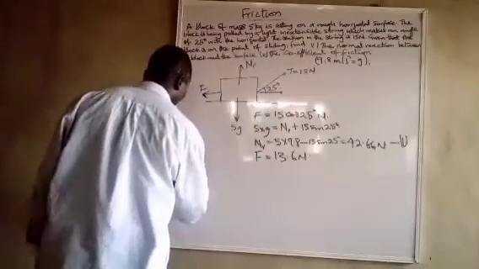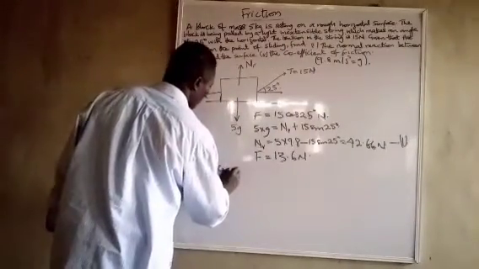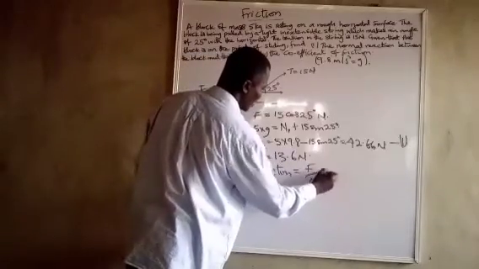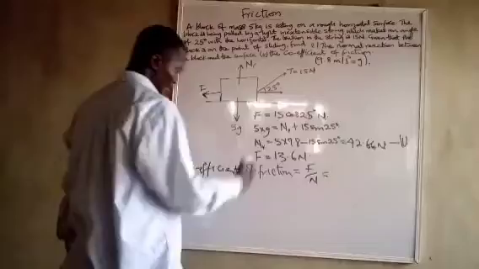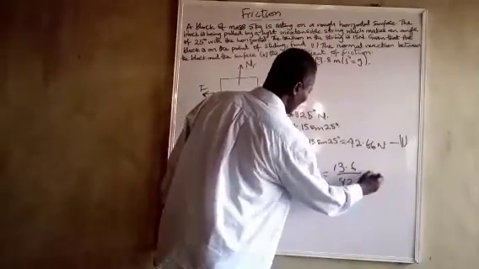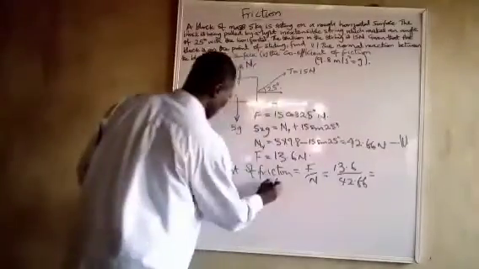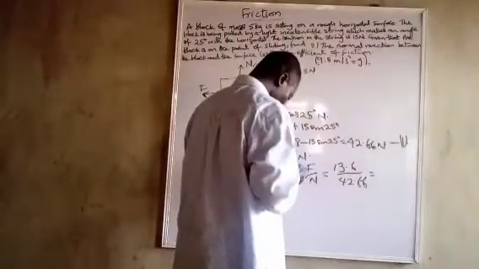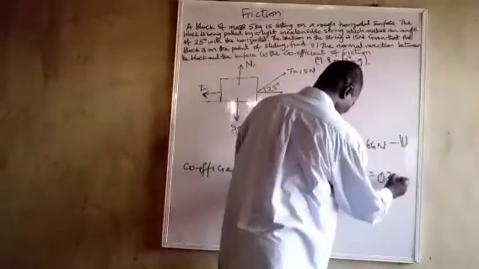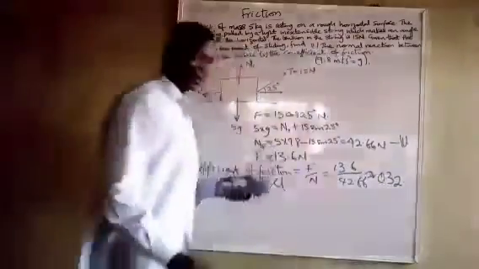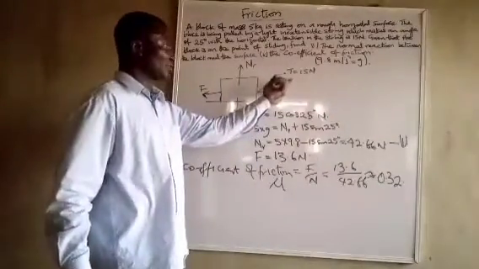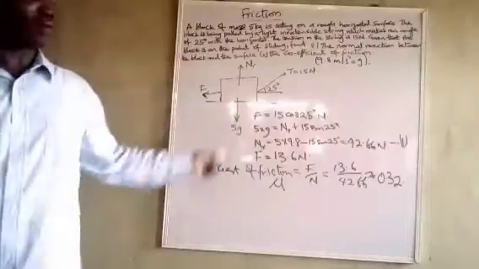Our coefficient of friction is equal to F over N. Since it is at the point of sliding, impending motion, that will be 13.6 over 42.66. So this is mu. 13.6 divided by 42.66. That is 0.32 approximately. So you can see N can vary depending on the line of direction of the force that is pulling it. So it can affect the value of N.